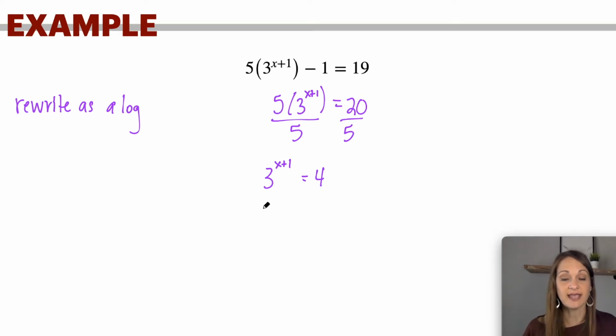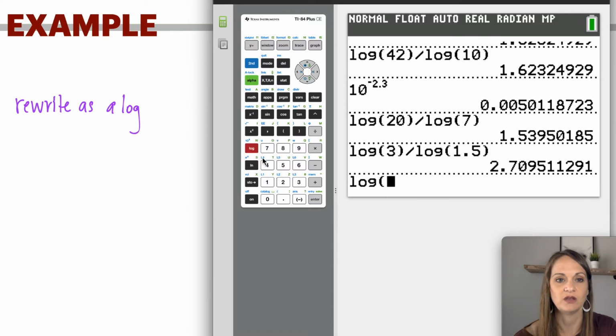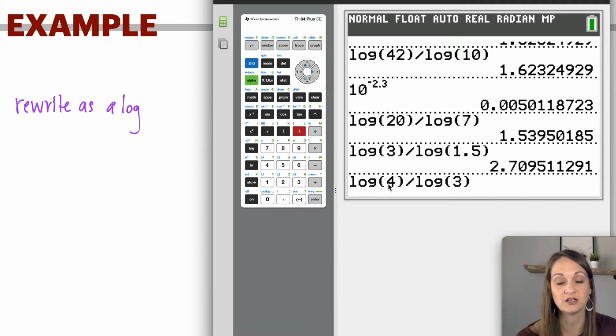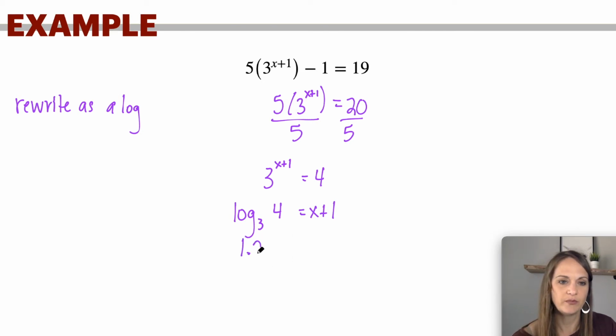Now we can rewrite as a log. So the base becomes the base of the log. The exponent gets put on the other side of the equals, and then the 4 gets put here. So the first thing we're going to do is figure out what is this as a number. What is log of 4 base 3? So log of 4 divided by log base 3. Again, please do not forget to close those parentheses. You get 1.26. So this is 1.26 equals x plus 1. So to solve for x, I'm going to subtract 1. So our answer is 0.26.